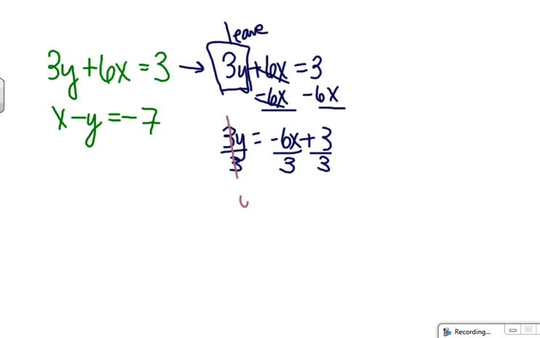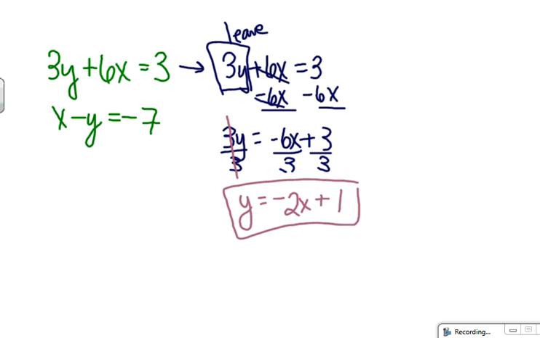So I've got y equals negative 6 divided by 3, which is negative 2x. 3 divided by 3 is plus 1. So I've got this guy here.